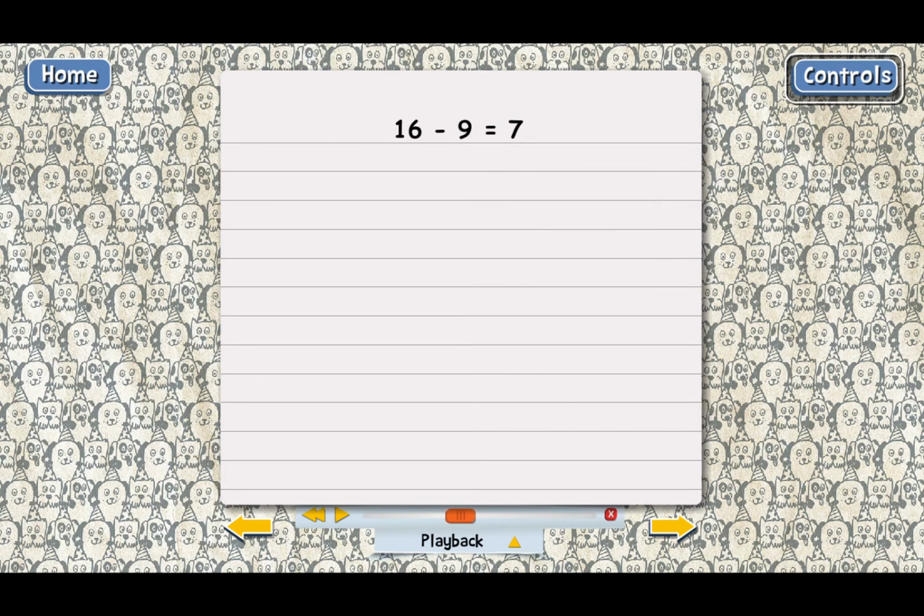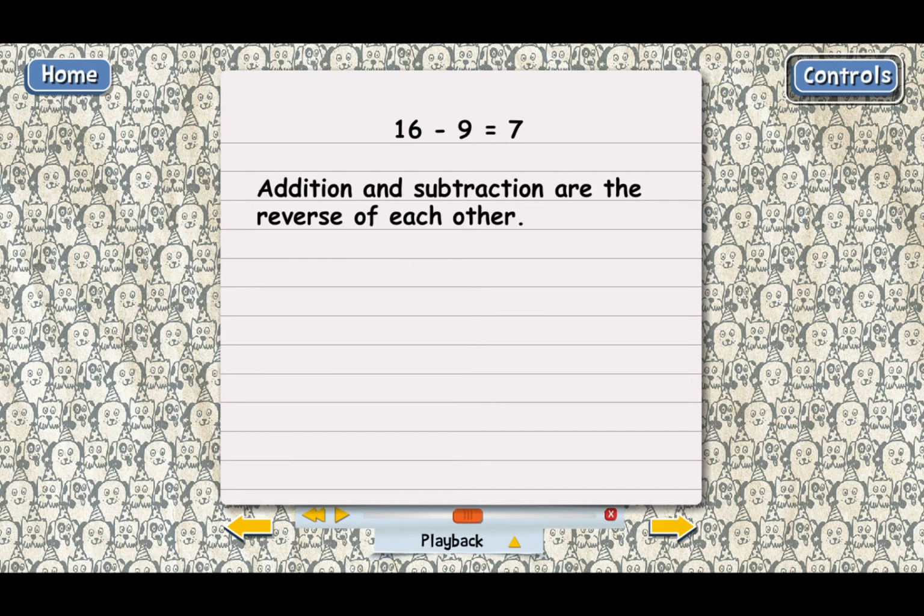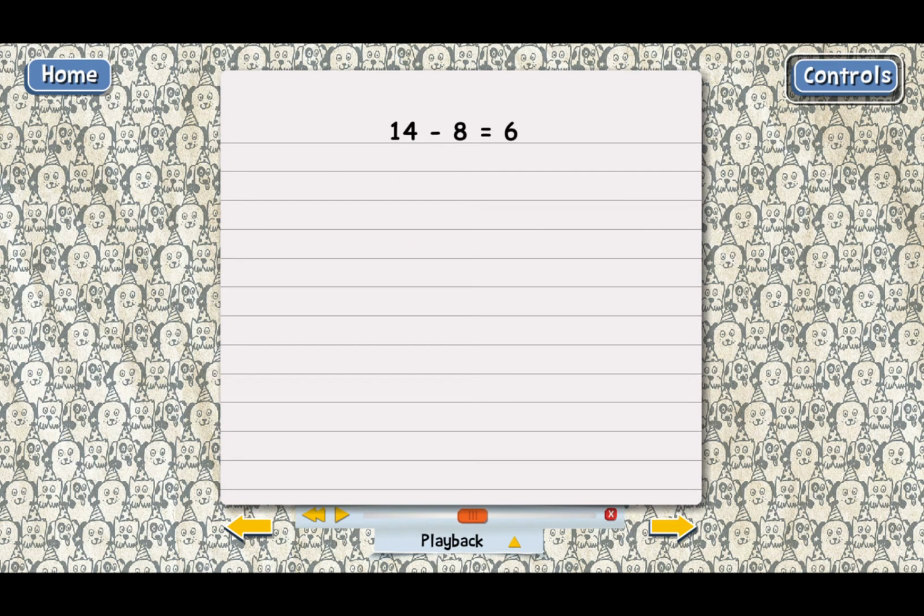The reason that works is that addition and subtraction go together. One is the reverse of the other. Let's go back to 14 minus 8 equals 6 and 8 plus 6 equals 14. Notice the subtraction and addition have the same numbers, but they're just in different places. And we can even make two more problems out of these numbers.